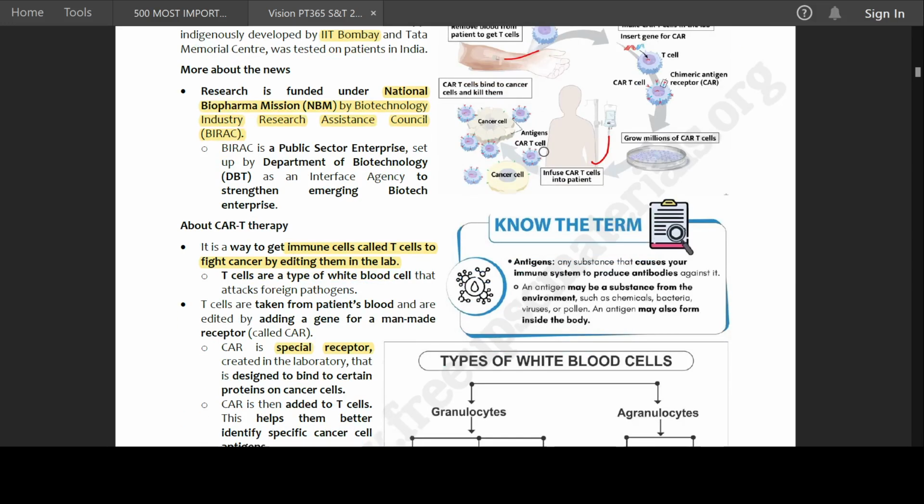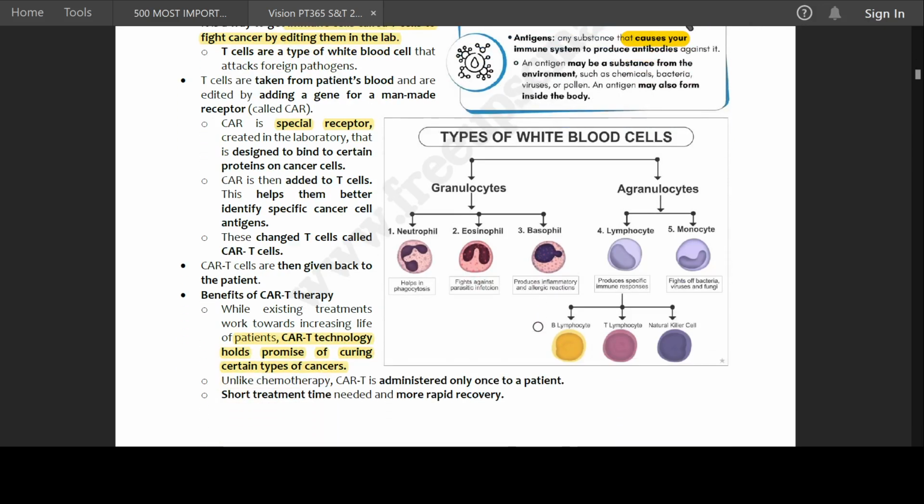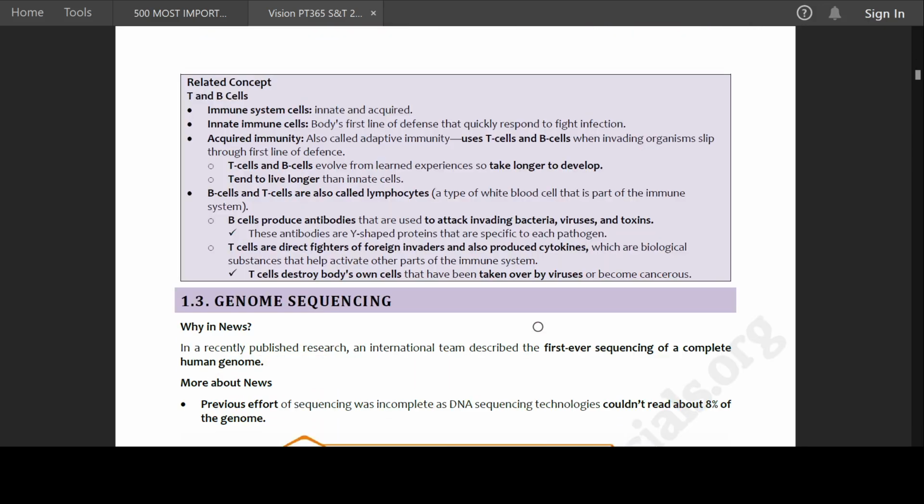Okay. Antigen. Any substance that causes your immune system to produce antibodies is called an antigen. An antigen may be a substance from the environment such as chemicals, bacteria, virus, or pollen. An antigen may also form inside the body. Okay. Different types of white blood cells, that is just a static part. T and B cells, okay? Immune system cells, innate and acquired.